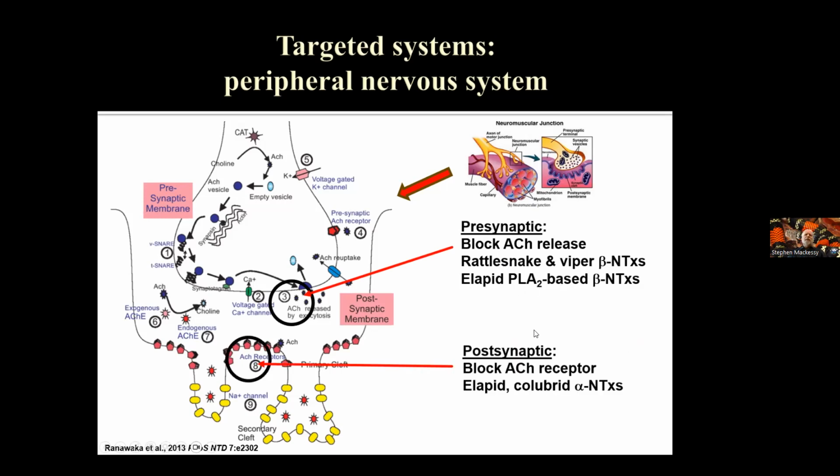On the other side of the cleft, we can have postsynaptic inhibitors, and these are often alpha neurotoxins in the three-finger toxin family, and characteristic of the very potent toxins of many elapid venoms. But we also see three-finger toxins in a number of the colubrid snakes.